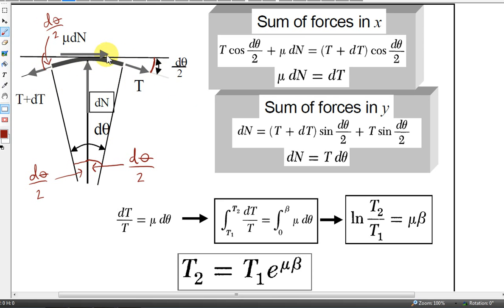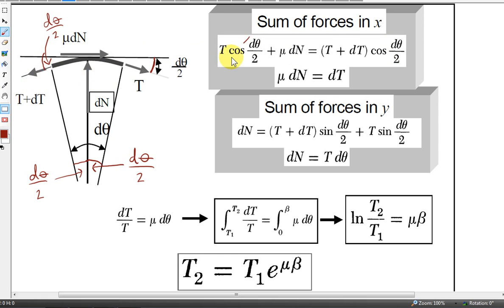For equilibrium, the sum of the horizontal or x components of the forces must be 0. So that means that the horizontal components pointing to the right must equal the horizontal components pointing to the left. So we need the horizontal component of this force here. Well, we just multiply T by the cos of this angle. And this force here, mu dN, is entirely pointing to the right. So the sum of these two forces must equal the horizontal component of T plus dT. So that's T plus dT cos d theta over 2. Now dN has no horizontal component.